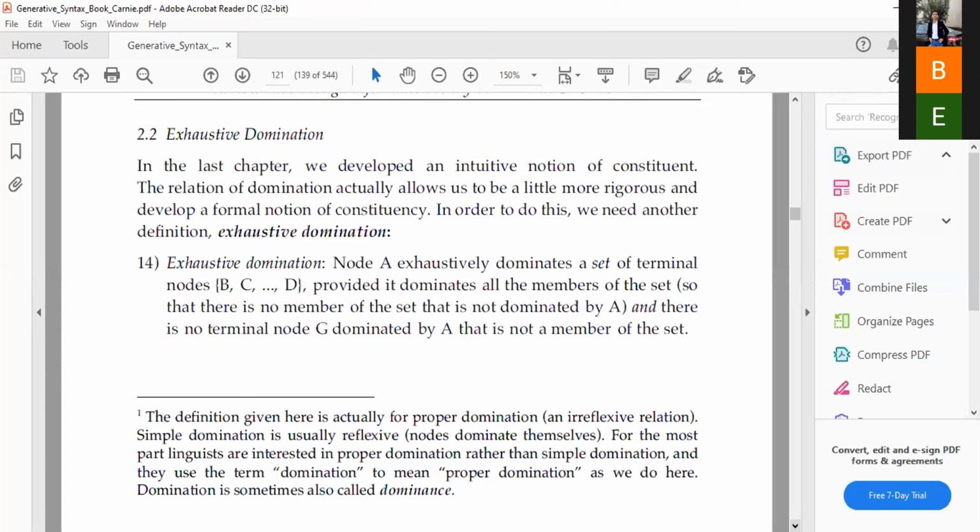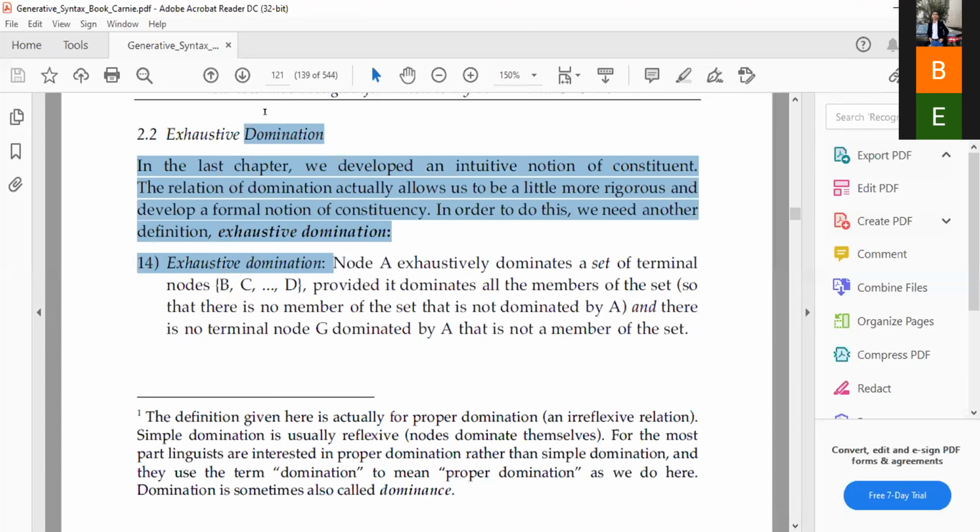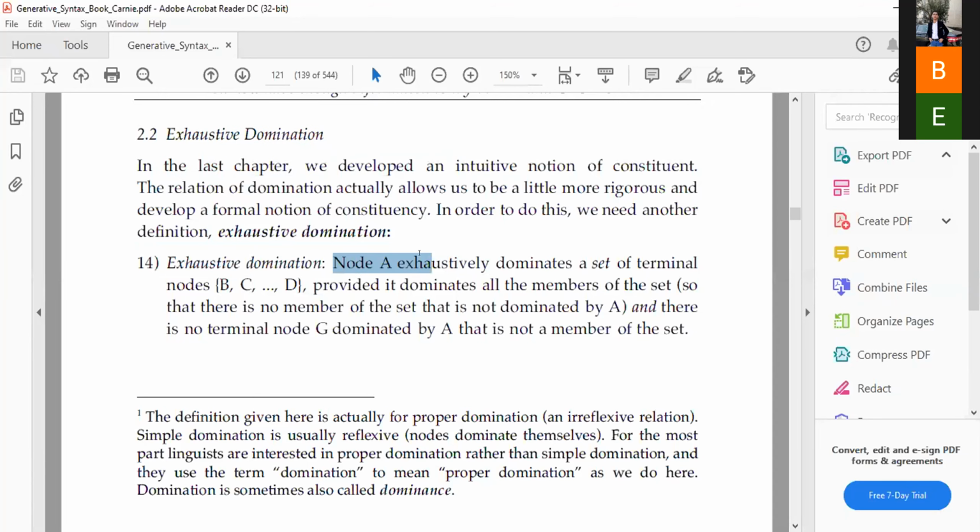So we have two conditions, Hamza. That node A exhaustively dominates. Exhaustive domination is a type of domination, but it is a special kind of domination. Remember when we said a set of terminal nodes. This set can be one or two or three or four or five nodes. So we have two conditions.